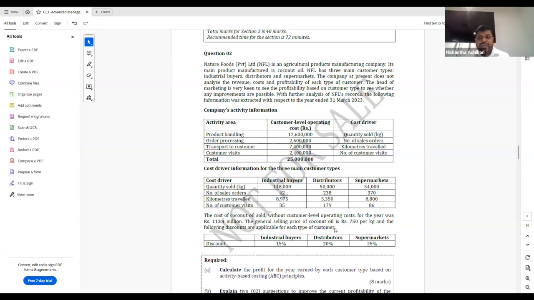If we apply the activity-based costing principle, how are we going to deal with this illustration? If you work it out, first you have to take the sales values, right? Then you have to analyze them based on the activity cost. If you analyze the total quantity sold, the selling price is 750 per kilo, right? First, we will prepare an analysis.